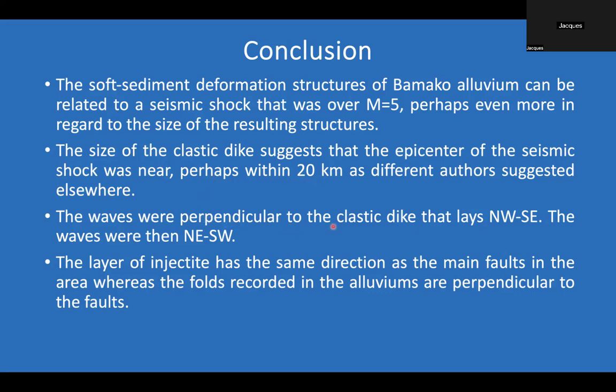Also, we found that quite all the clastic dikes have northwest, and southwest east orientation. That means that the seismic waves that formed them should have been from the northeast to the southwest. And also, we found that the faults recorded in the alluvium are perpendicular to the dikes. That means the faults have been following the direction of the earthquake waves.